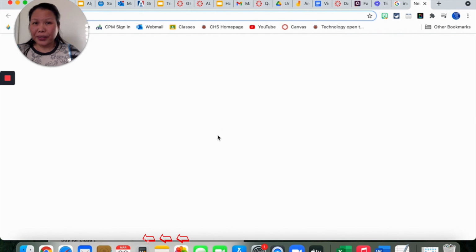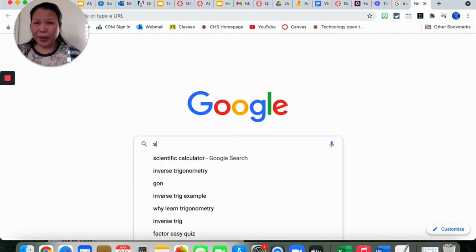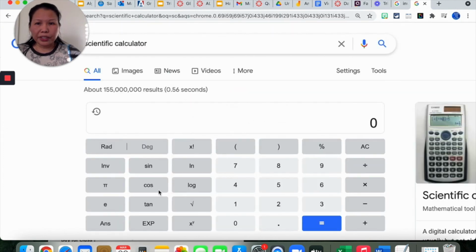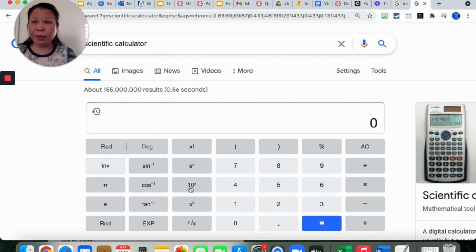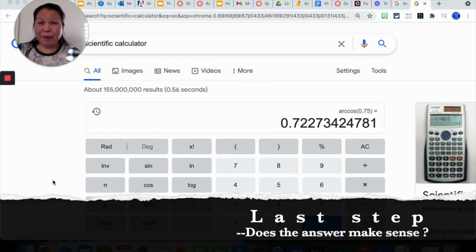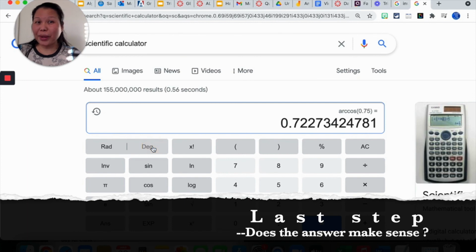So for the scientific calculator, Desmos.com, or just type it in online. 0.75. We will use the inverse, and remember sometimes it has the second function, sometimes it has more function. One of those buttons, we are looking for cosine, and that's what it looked like when I clicked on that button. 0.75. Enter or equal. What did we do wrong? Remember what I did wrong? I forgot to select degree. So that's why we have that answer.